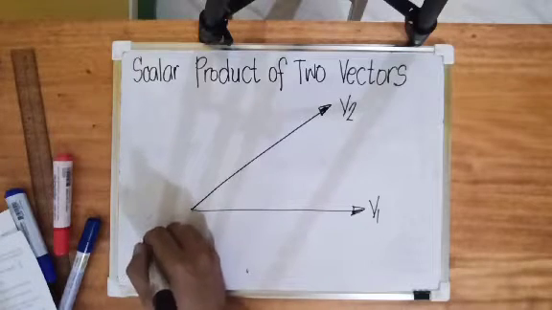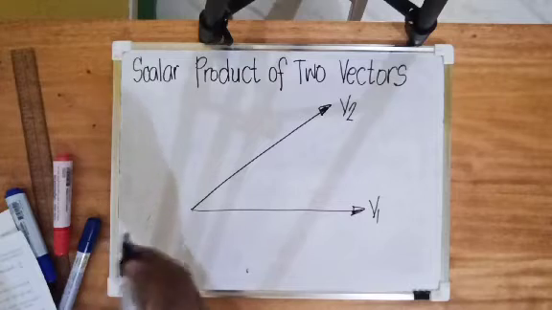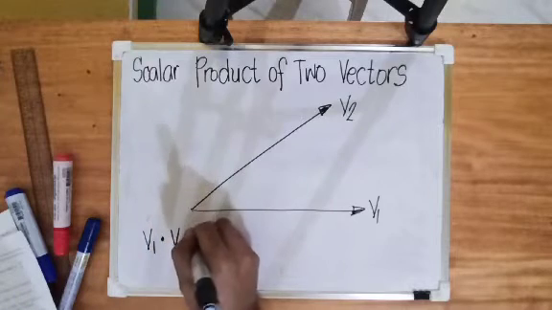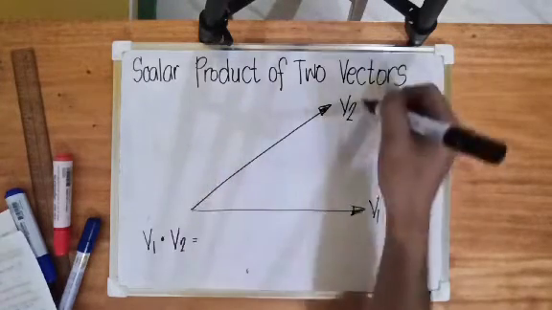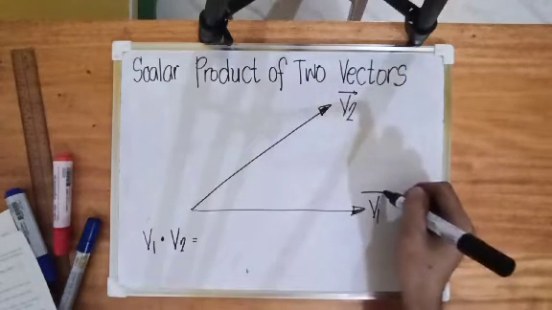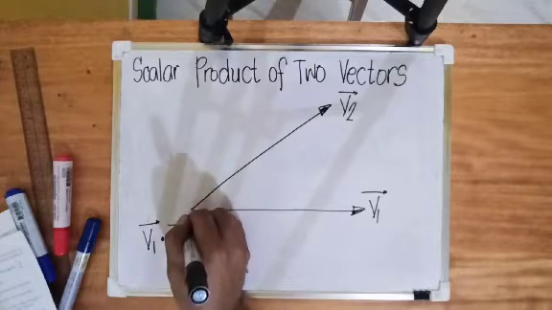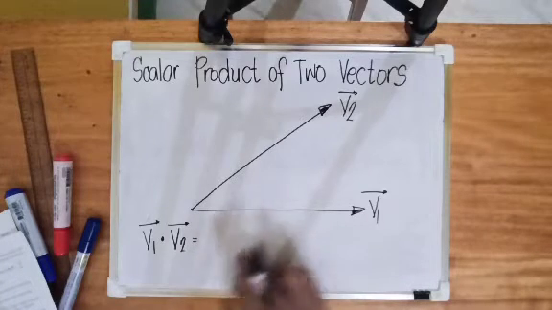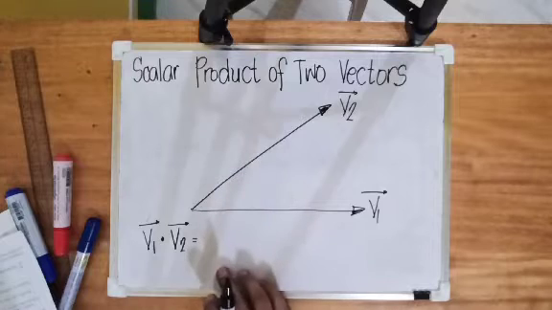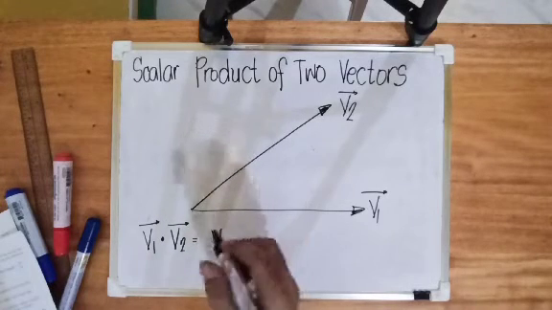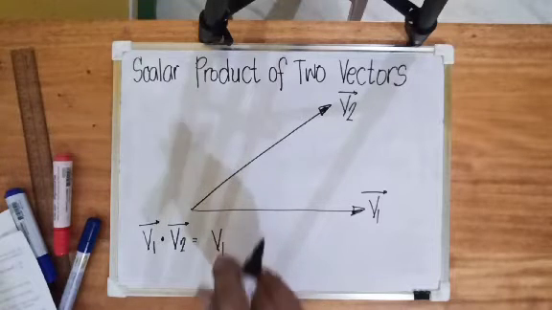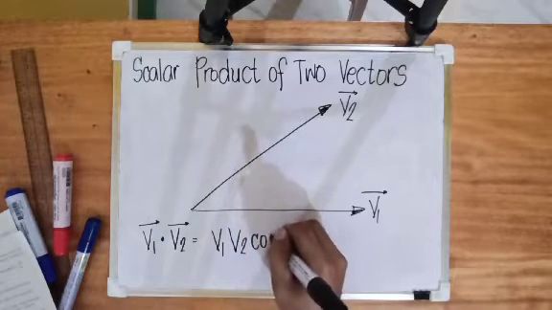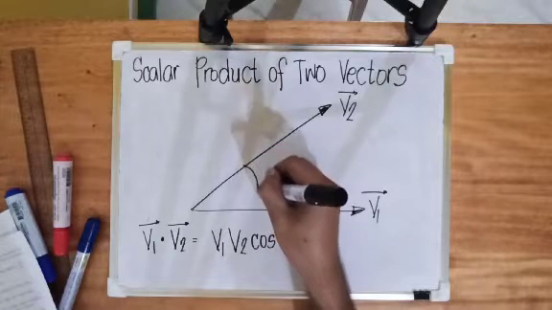So to get the scalar or dot product of our two vectors, vector 1 dot vector 2 is equal to, let's say this is a vector, so it has an arrow on top. The magnitude of our two vectors, the multiplication of the two: v1, the magnitude of vector 1, times the magnitude of vector 2, times the cosine of the angle between them.